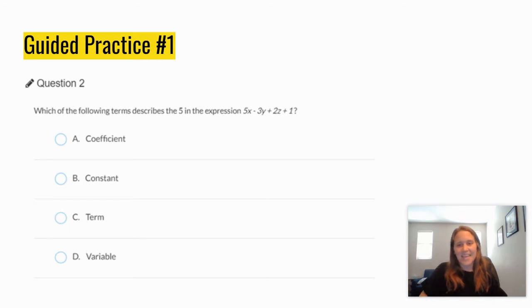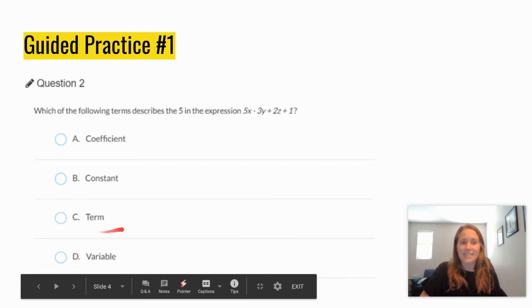Awesome. If you said this was coefficient, you are correct. Remember, coefficient is together with the variable. 5 is being multiplied to x in the expression, so it's the coefficient. What's the constant term? The constant is 1, very good.